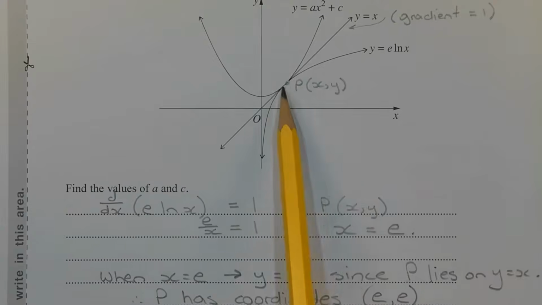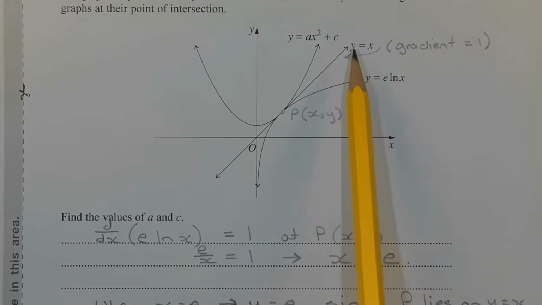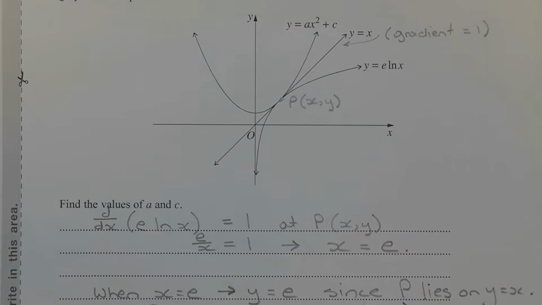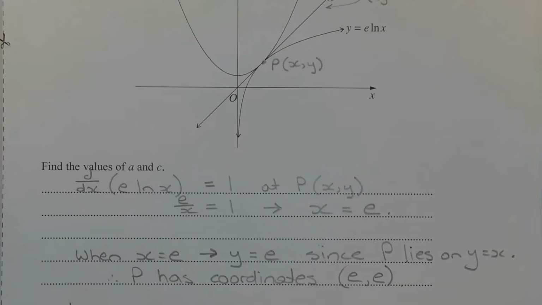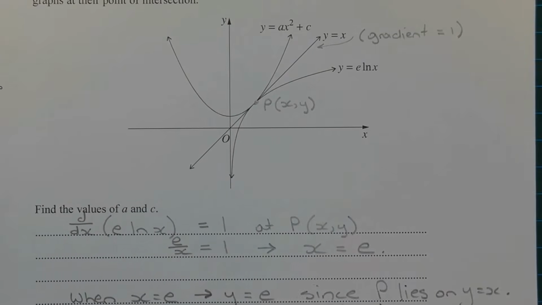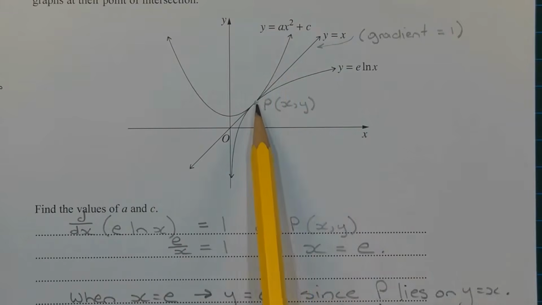And because point P lies on the line y equals x, whatever x is, y is equal to that value. So if x is equal to e, that means y is also equal to e. So point P has coordinates e, comma e. This also implies that the graph of y equals ax squared plus c passes through the point e, comma e.